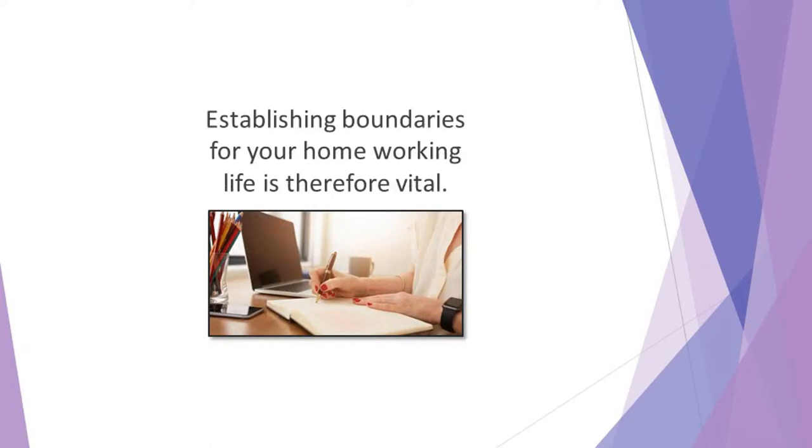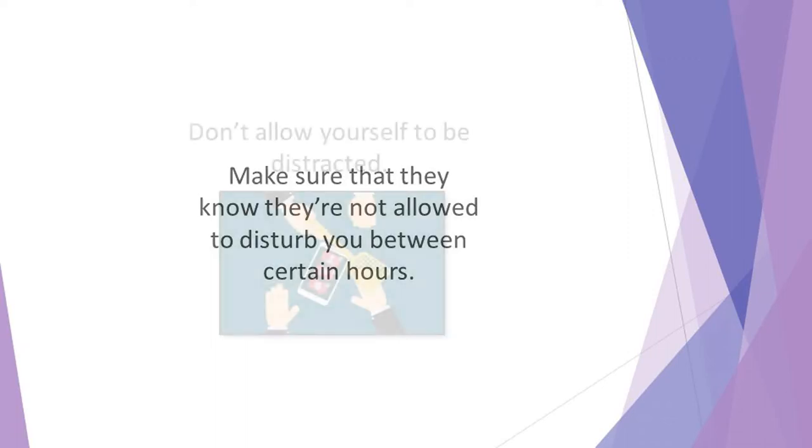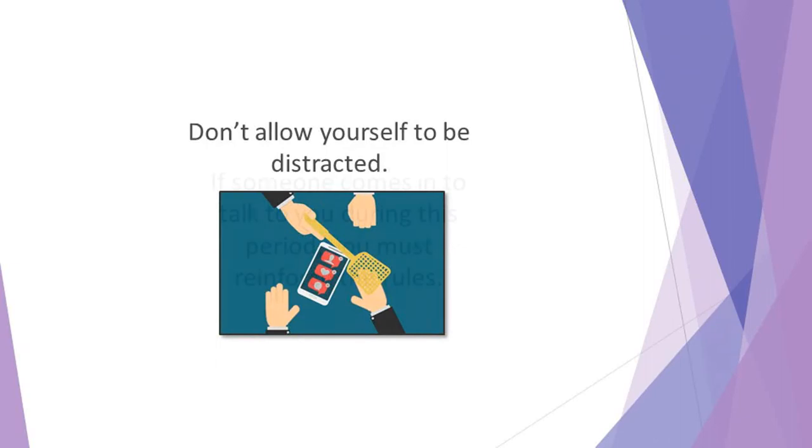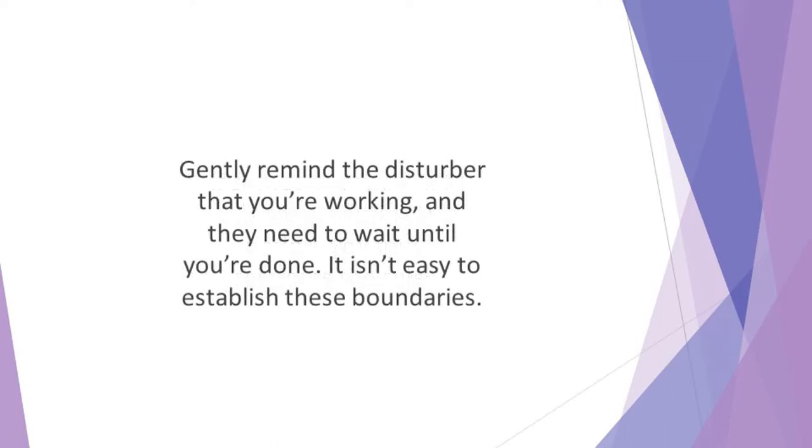Set rules for your loved ones. Make sure they know that they're not allowed to disturb you between certain hours. Make sure that you also adhere to those working hours. Don't allow yourself to be distracted. If someone comes in to talk to you during this period, you must reinforce the rules. Don't give in and be persuaded to play or chat. Gently remind the disturber that you're working and they need to wait until you're done.